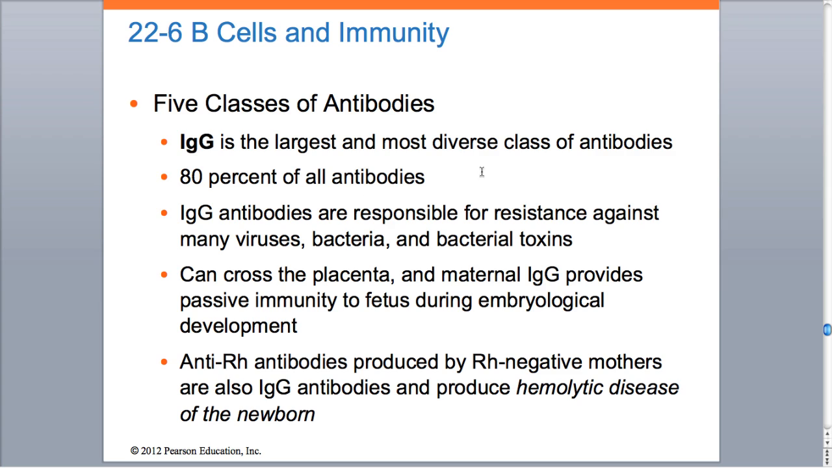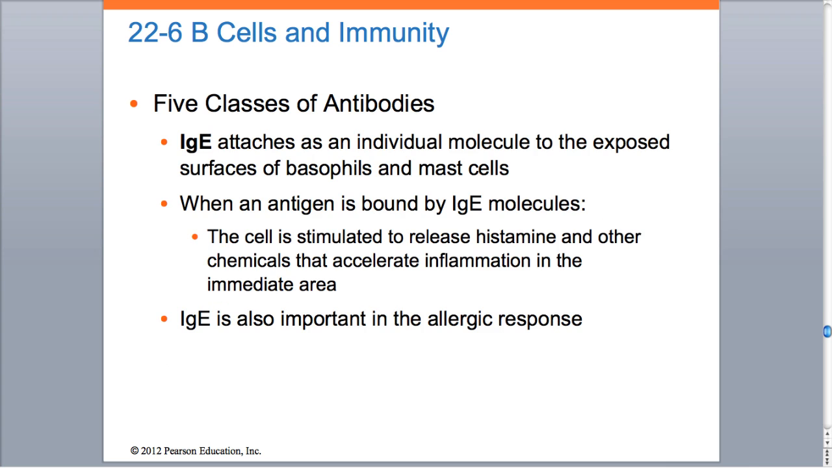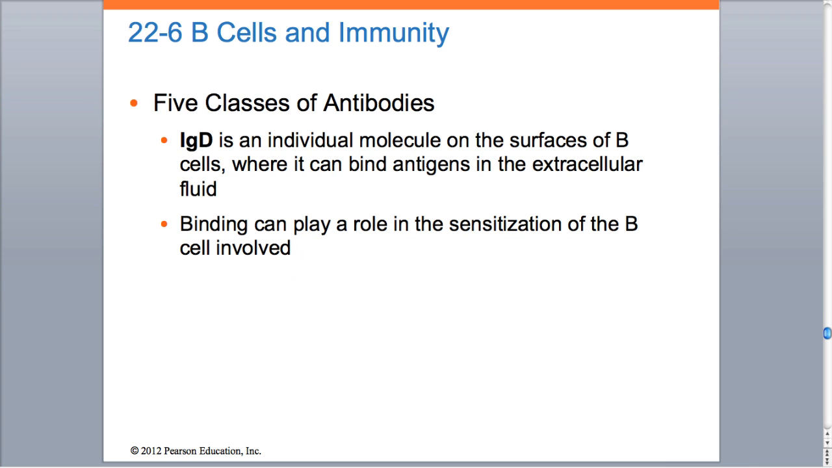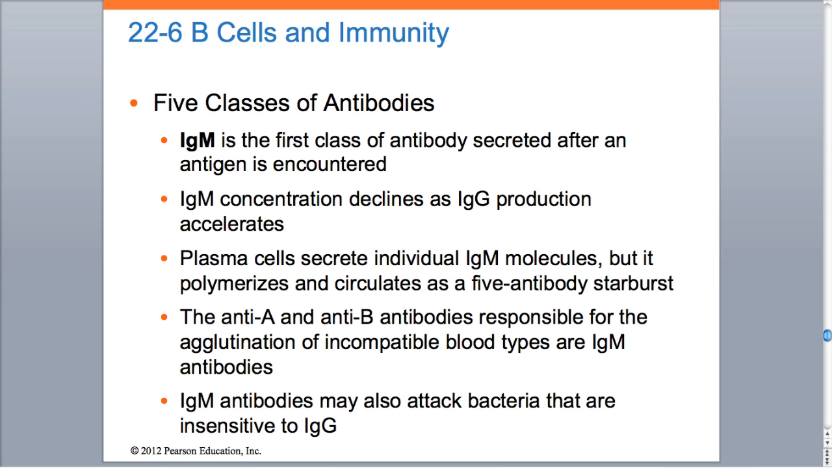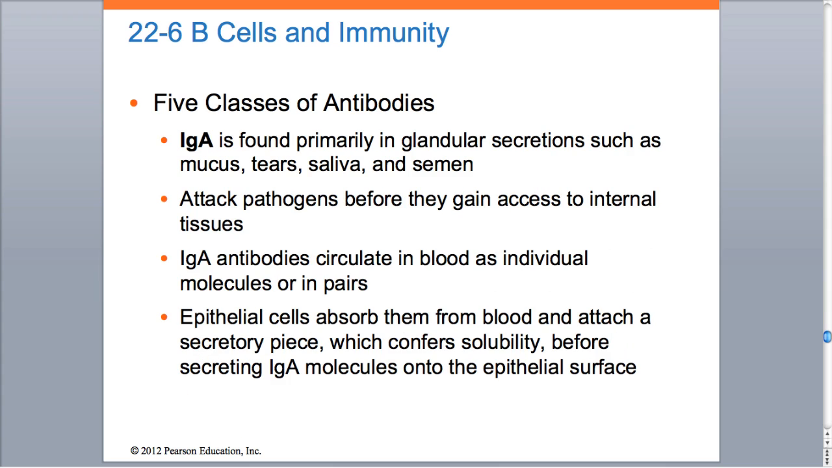Now, we have 5 classes. Each one of these slides that are now coming up are talking about the different versions of antibodies. I do want you to look at these 5. So all 5 slides, make sure you look at them. So that's 1. This is 2. This is 3. This is 4. And this is 5. So make sure you do go over those 5 classes.